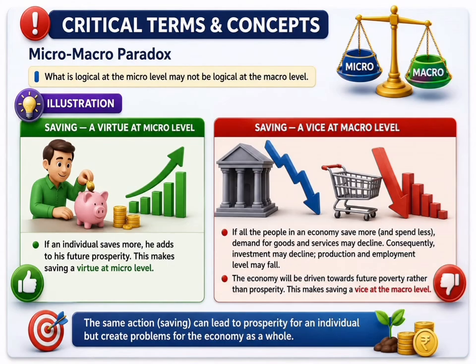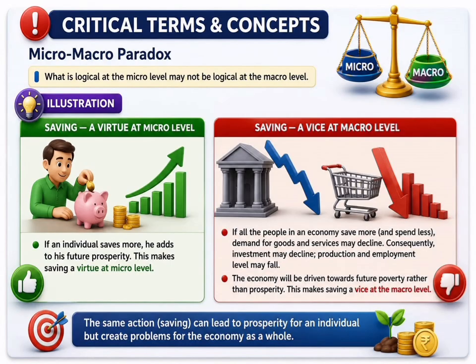Let's understand it with a very simple example. Saving at the micro level. Suppose I am a student or an employee. Every month I save 2000 from my salary. Because I save money regularly, after 1 year I have a good amount of savings. This money can help me during emergencies or help me achieve my future goals. So, for an individual, saving is a good habit. That is why we say saving is a virtue at the micro level. A virtue means a good thing or a good habit.